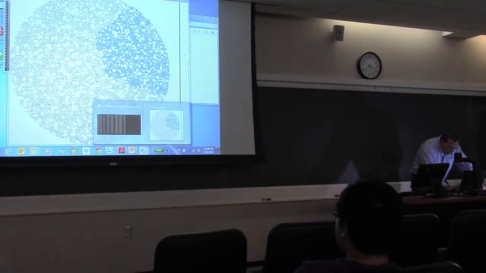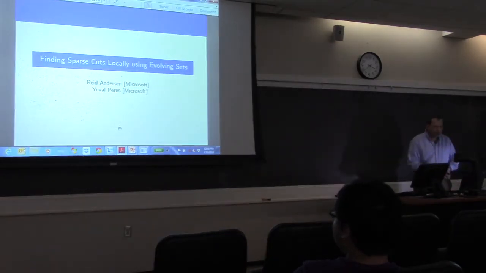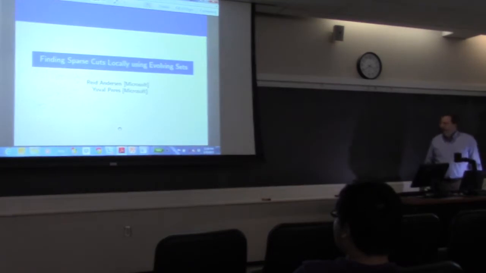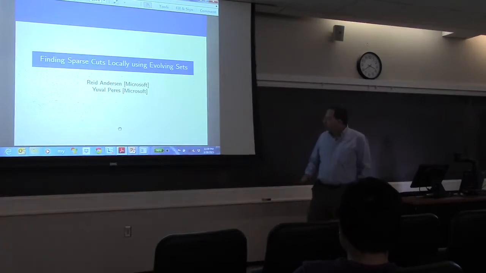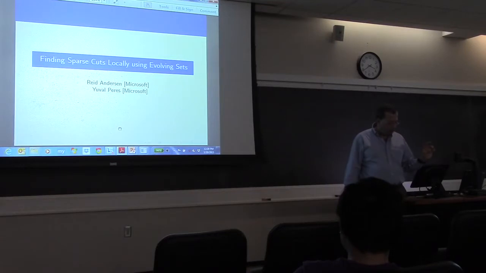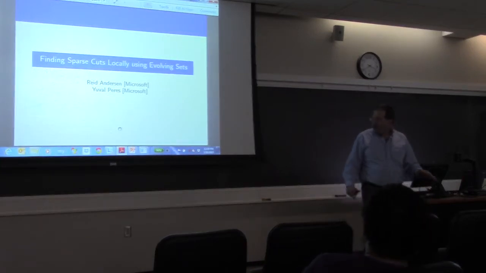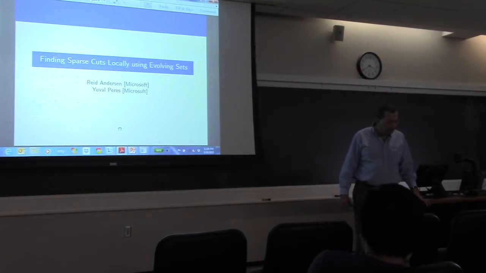So let me start with the work with Reid Andersen. The problem here involves a huge graph. You want to find a suitable small set of it where the number of edges connecting to the outside is relatively small compared to the inside. And what is interesting for me is that the algorithm emerged from an earlier completely theoretical work on mixing times of Markov chains that I did with Ben Morris.